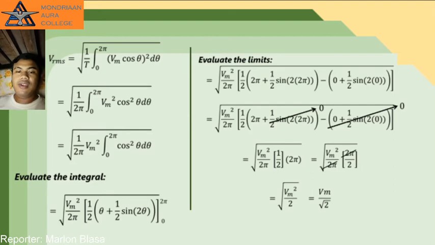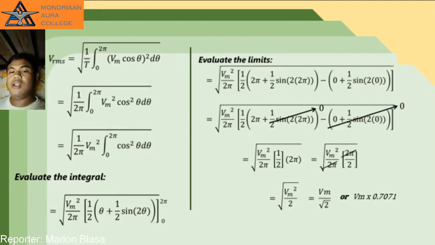or Vm times 0.7071. So, ito yung formula ng pagkuha ng RMS ng cosine wave. So, mapapansin nyo, parehas lang sila nung sine wave. Vm over the square root of 2. Okay, so meron tayong example.